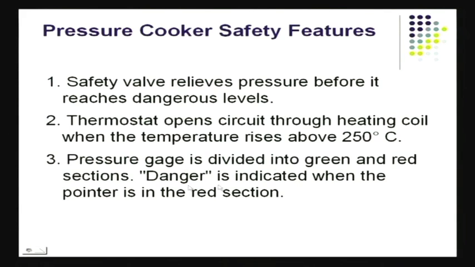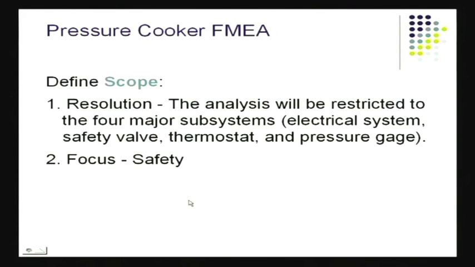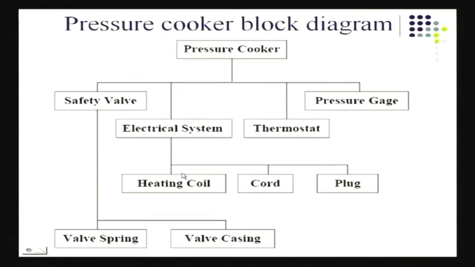is divided into green and red areas, and danger is indicated when the pointer is in the red section there. Now there could be a problem there also. So you can actually see three modes of failure right away. Define the scope. That means let's take a look at these systems there, and you could look at the electrical system, or you could look at the safety valve, thermostat, pressure gauge, whatever you want to. Your focus is going to be safety.